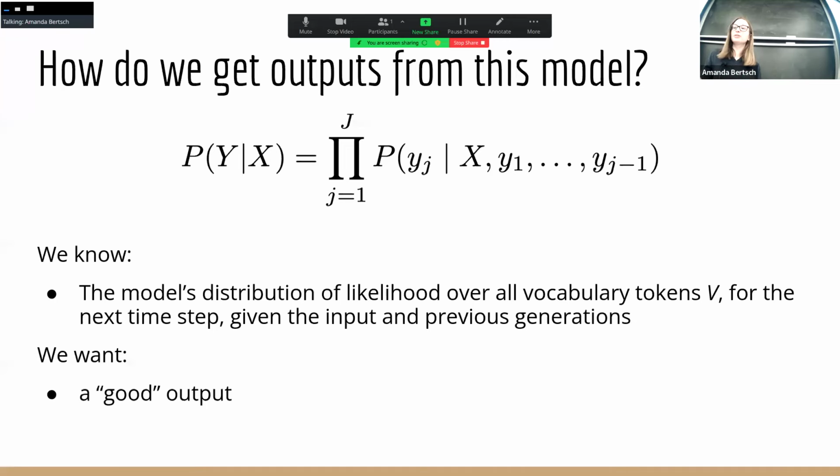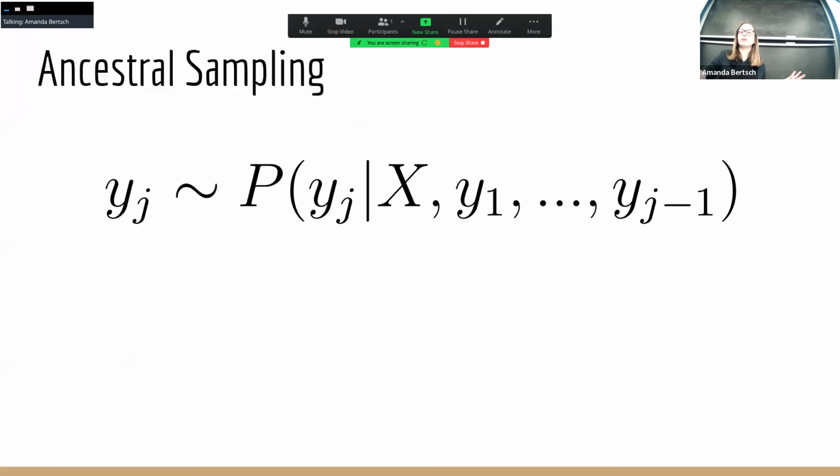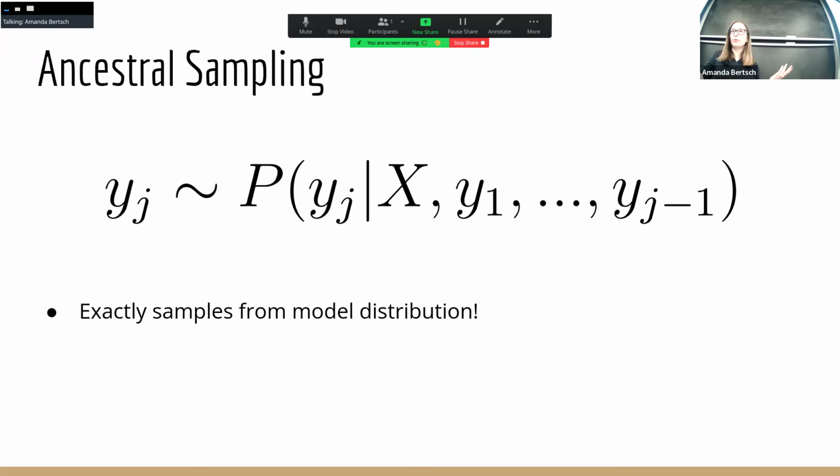So maybe the natural first thing to try is, we have a probability distribution. Can we just sample from it, right? And this is something called ancestral sampling. At each time step, we're going to draw a token from this distribution according to its relative probability, right? So if something has twice as much probability mass according to the model, we'll draw it twice as often. And this is a nice setup. We get exact samples from the model distribution.